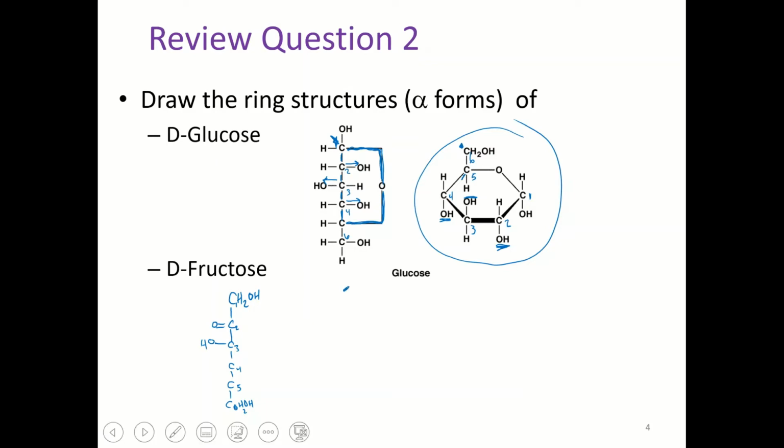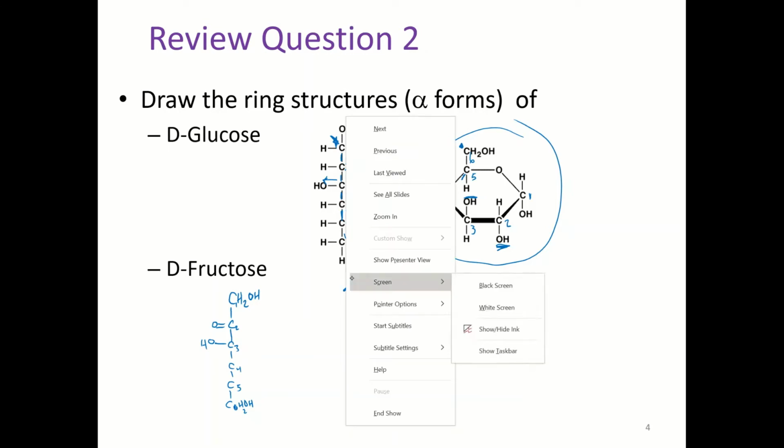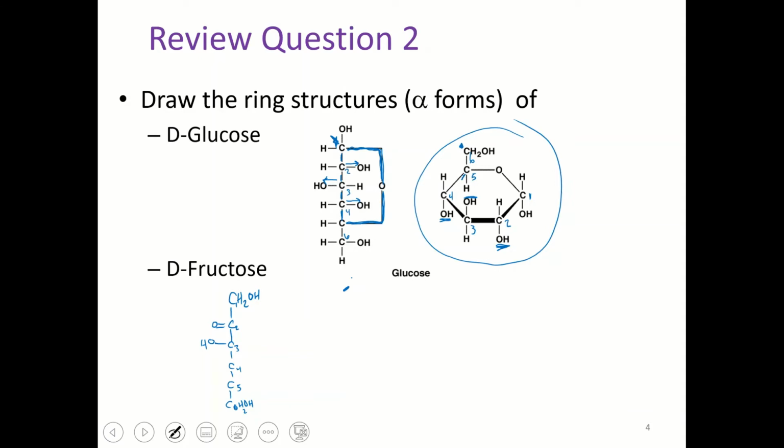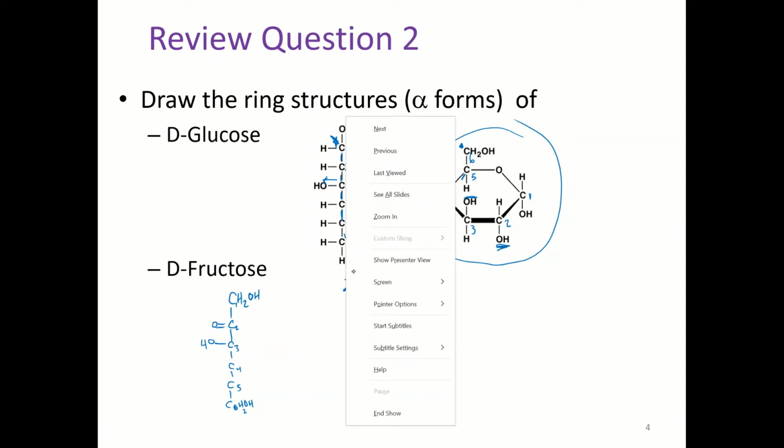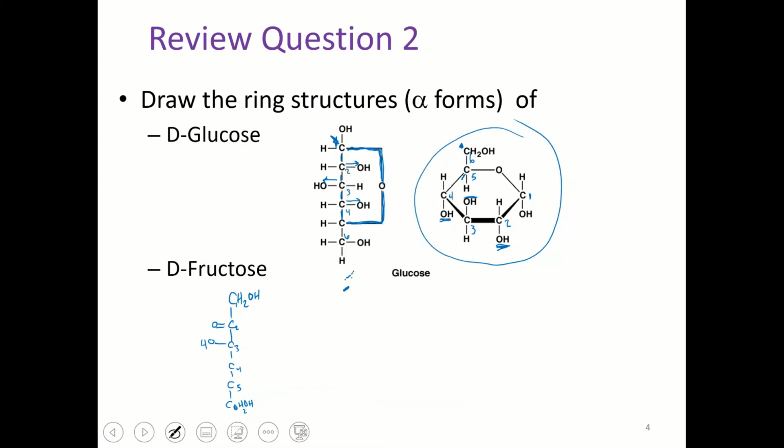And for simplicity's sake, I'm probably just going to draw the OH groups. Okay, sorry. Having trouble drawing that OH group without putting my hand on the screen. It's OH. Right, right. Okay.